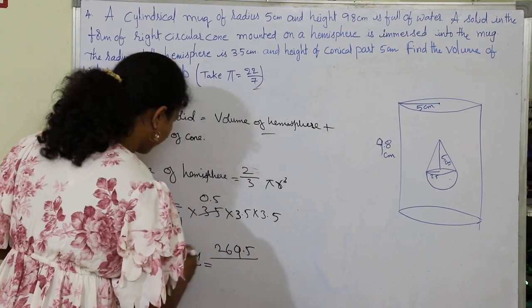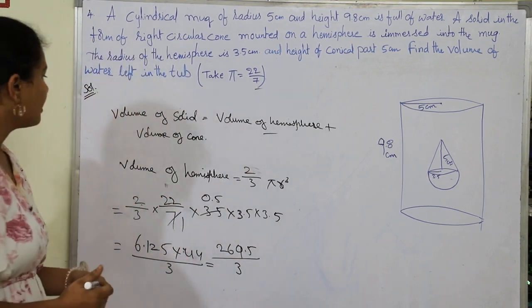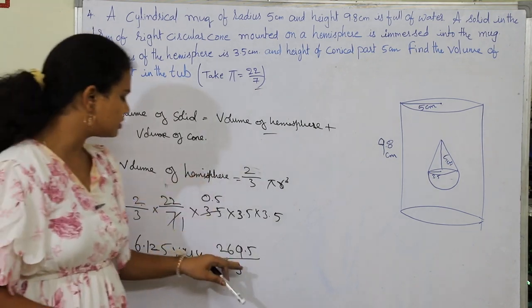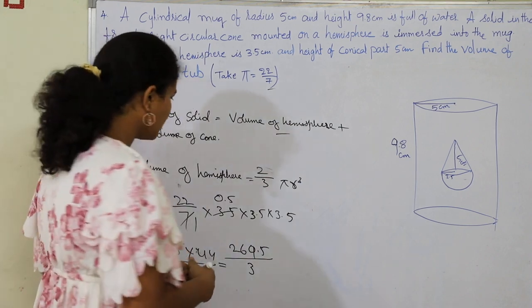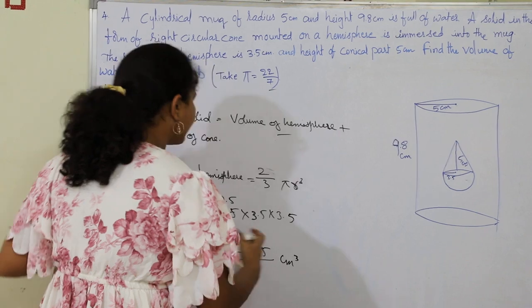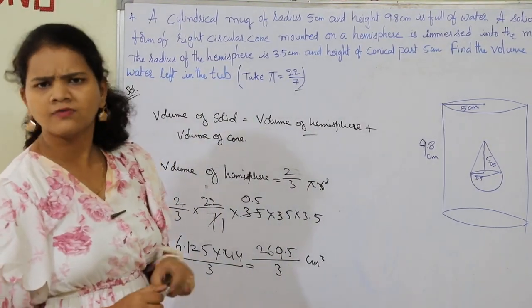269.5 by 3 over here. Let me write down 3. Therefore, the volume of the solid hemisphere equals 269.5 by 3 centimeter cube. I got the volume of the hemisphere.